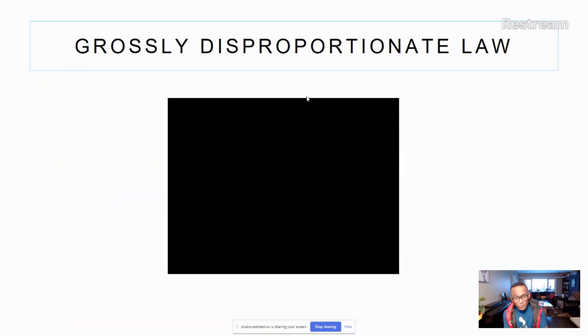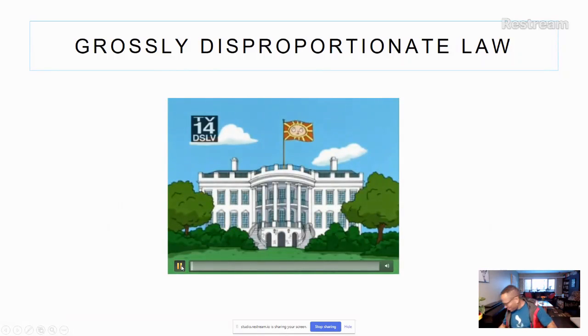Here's an example of a grossly disproportionate law. Again, Stewie Griffin, everybody. This is just so I can take a break and drink some water. It's just a clip of Stewie, so enjoy it. It's funny to me. I hope it's funny to you.